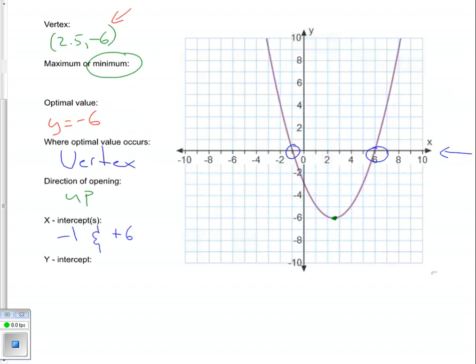There is also a y-intercept for this particular parabola, and we can find that y-intercept right here. The y-intercept happens when the parabola crosses the y-axis, and in this particular instance, the y-intercept happens at -3. So when the x value is 0, the y value is -3. When the y value is 0, the x value is both -1 and positive 6.